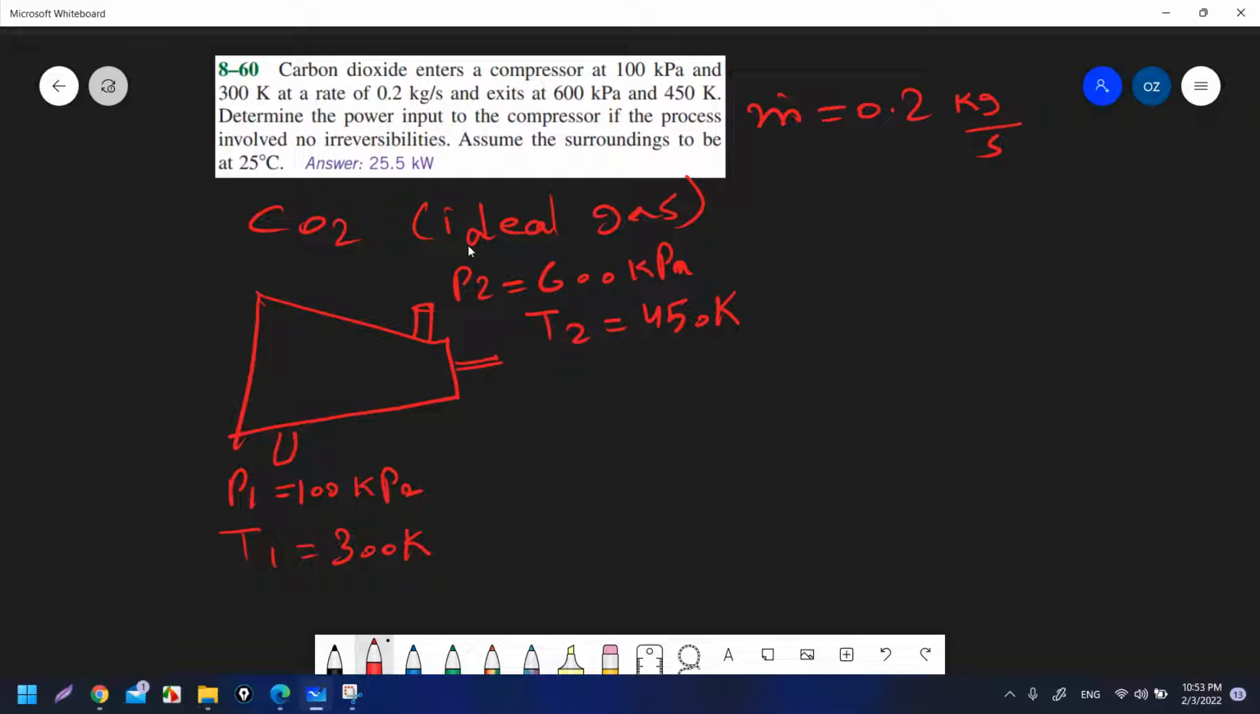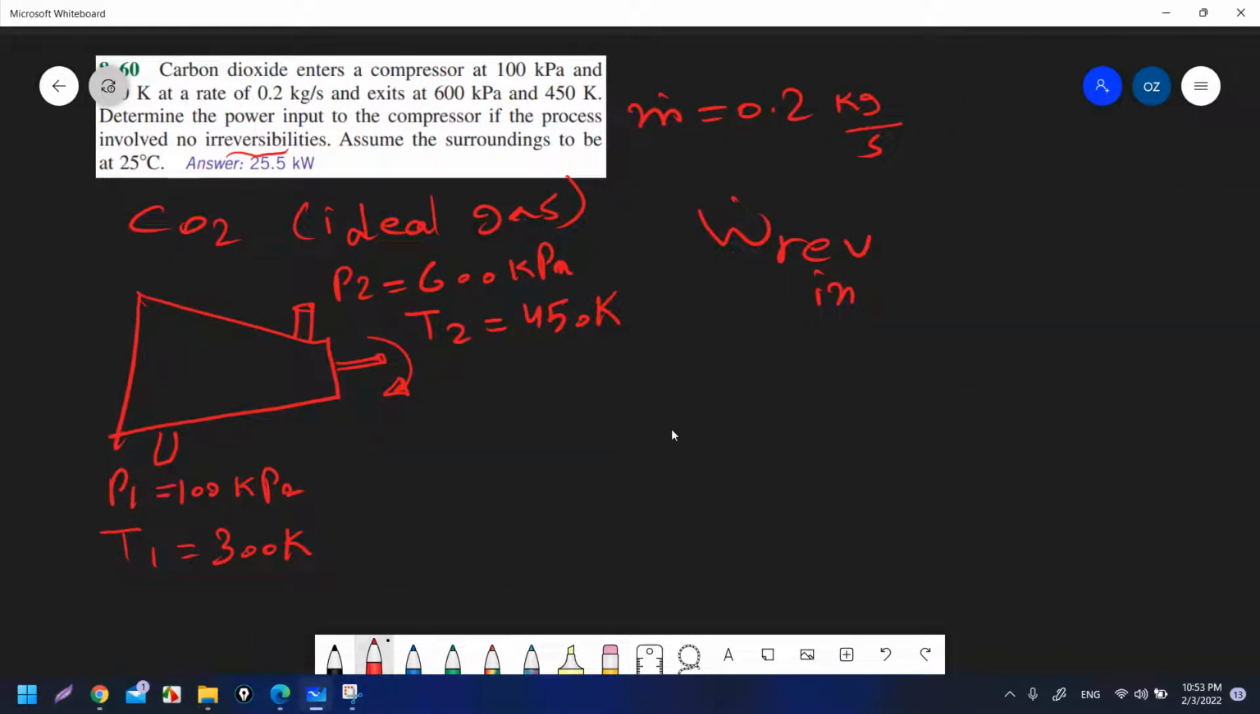Okay, determine the power input. So I have a power input. Determine the power input to the compressor if the process involves no irreversibility. So he wants me to find W dot reversible in. The surroundings are at T naught equal to 25 degrees Celsius, which is equal to 298 Kelvin. Okay, so let's find the reversible work in.